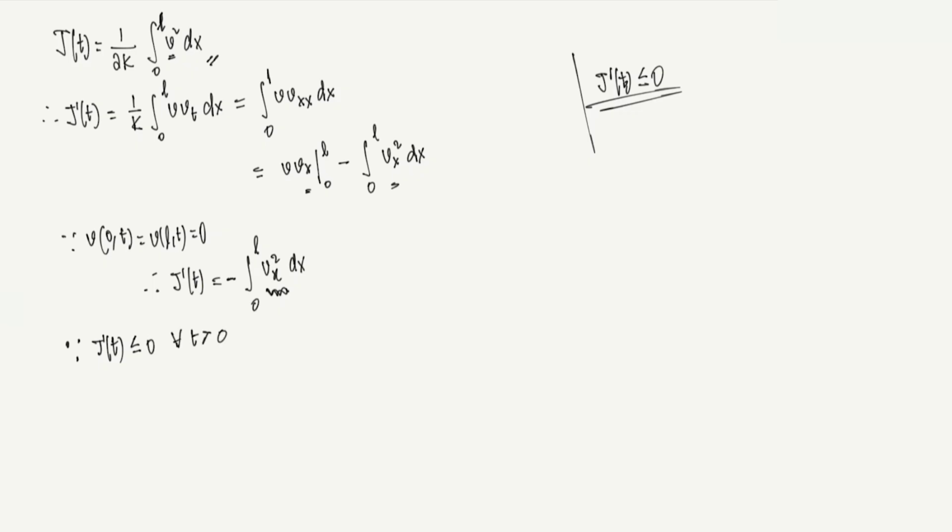Is it okay? So essentially what does it say? It says that J of t is non-increasing in t. That will imply that J is non-increasing in t. Again, if you want to calculate J of 0, J of 0 is nothing but 0. Why? Because v of (x,0) at the time t equals 0 is nothing but 0.